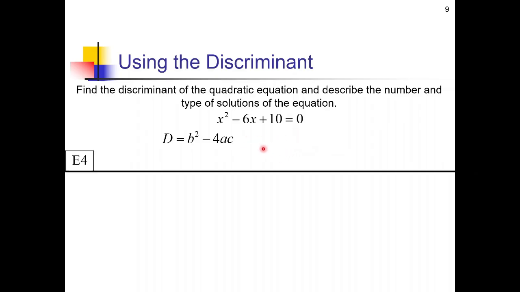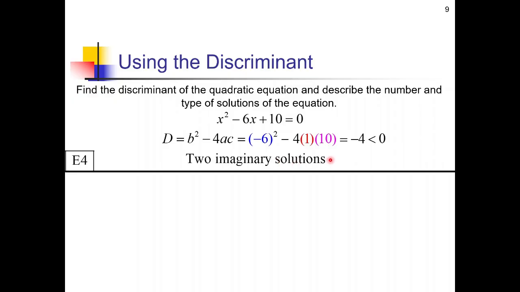Alright, so plugging things in. We have a b value of -6, so we have -6 squared minus 4 times the a value, we have an invisible 1 here, times the c value 10. So this is 36 minus 40, which is going to come out to -4. Now the important piece here is -4 is less than 0. So that tells us, because our discriminant is negative, that we have 2 imaginary solutions.